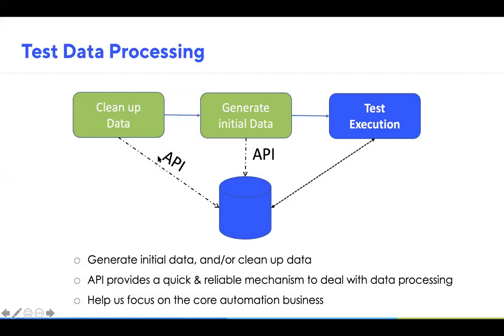All right, with more APIs that you have, you can also generate initial data or do other things to make sure you have good execution. In the demo that I showed, it's just a small script to show you how to utilize the API to clean up data. So it helps you focus on your core automation without being afraid that the data might break your test.